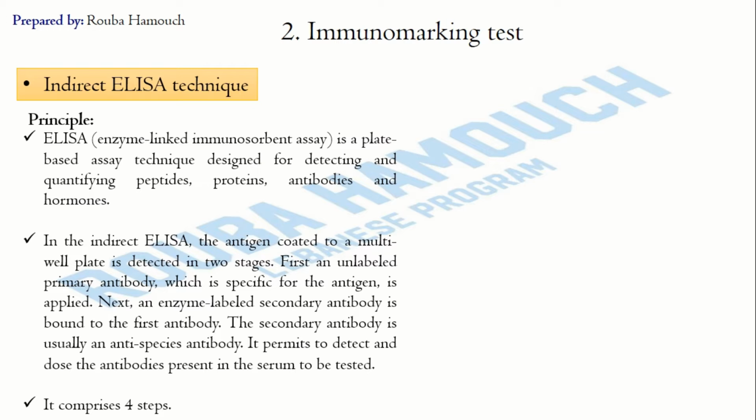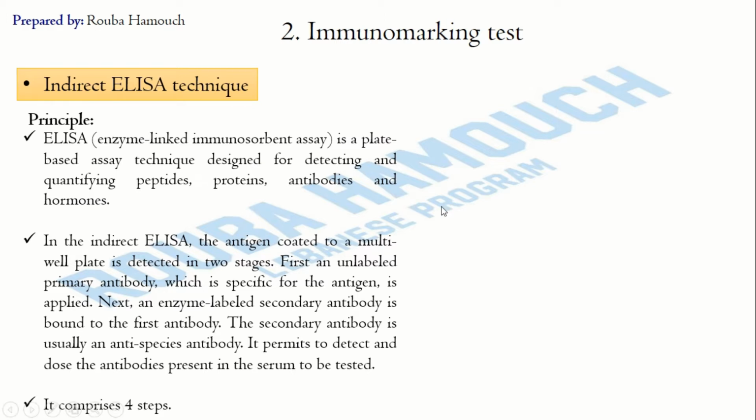For example, to see whether a patient is infected with the HIV virus, we can use the ELISA technique in order to detect and quantify the anti-HIV antibodies in the serum of the patient. If the result is positive, if the serum of the patient contains anti-HIV antibodies, this means that the patient is infected with the HIV virus.